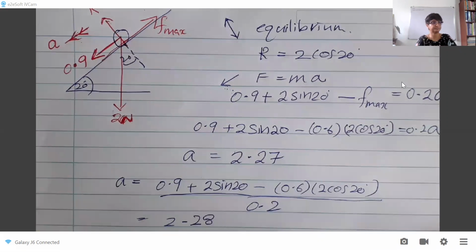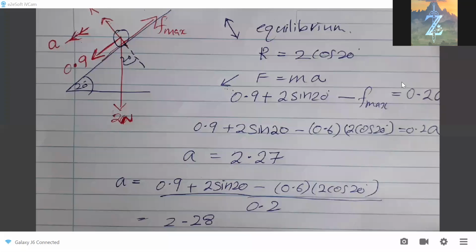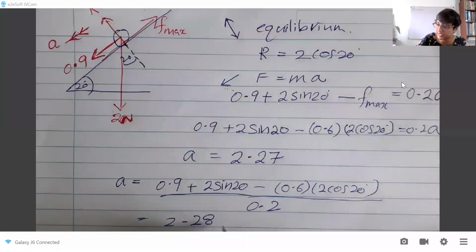2.28? Yes. So again, it's Nathan who is correct. Malik, of course, Malik too. Hatvi is saying it's 2.28 too. Thank you, Nathan and Hatvi. It's 2.28 meters per second squared.